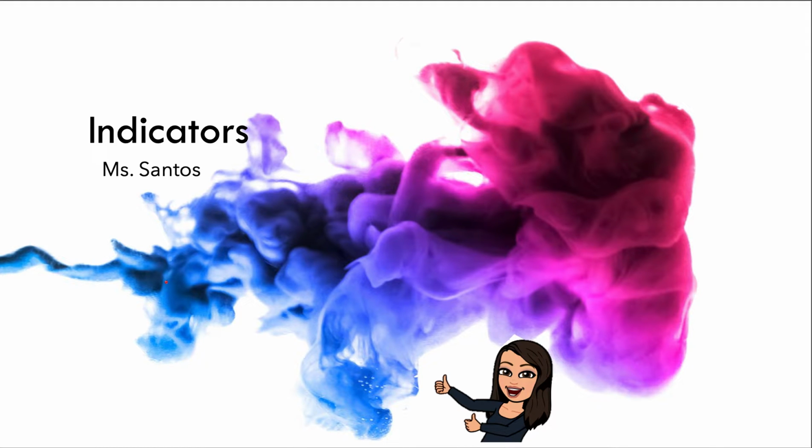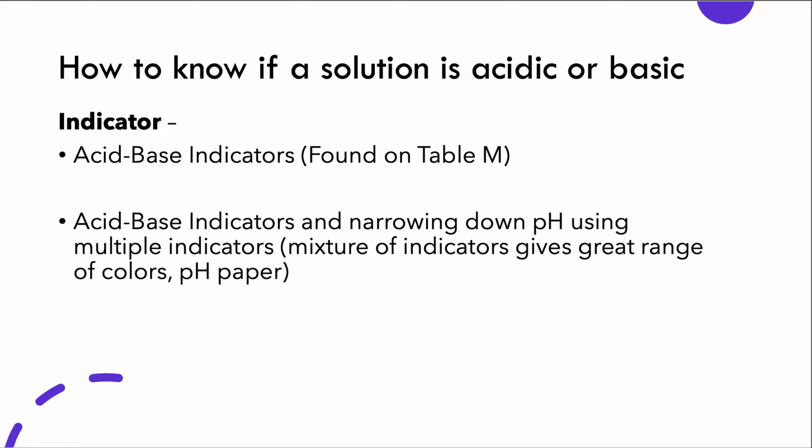Hey guys, this installment is going to be about acid-base indicators and what the purpose of them is. So, how do we know if a solution is acidic or basic? Imagine you have a clear solution, like in a test tube, and you want to know, is this an acid or is it a base? And there is no smell to it. There's nothing that you can distinguish from the solution. Well, that's where indicators come in.